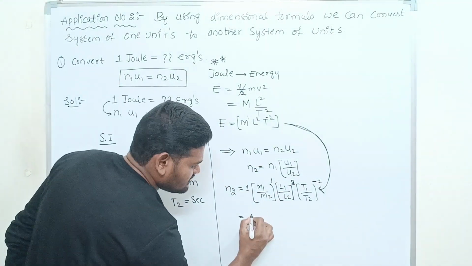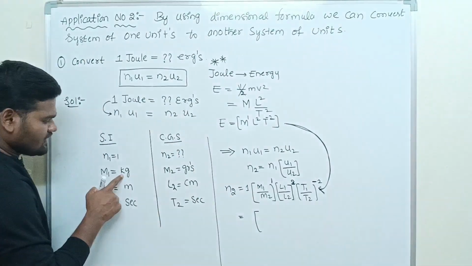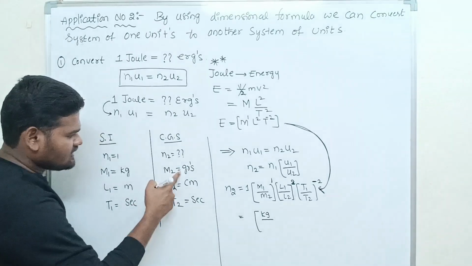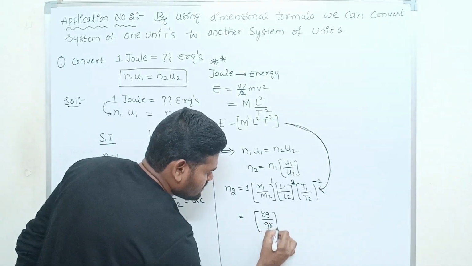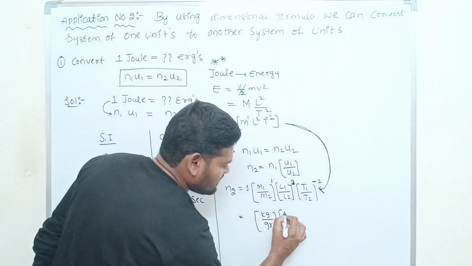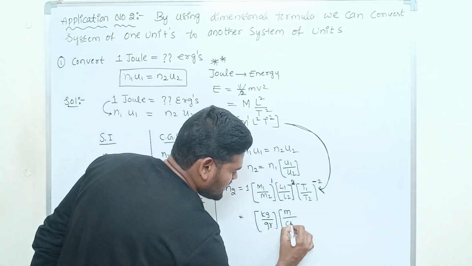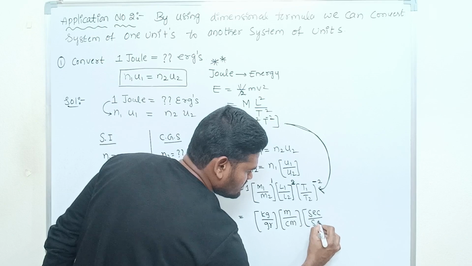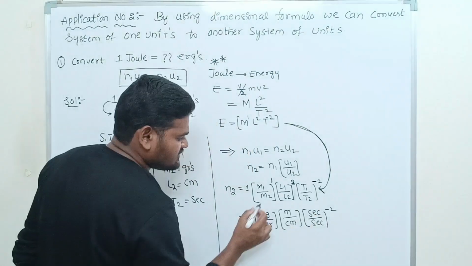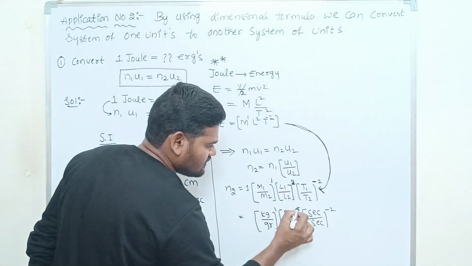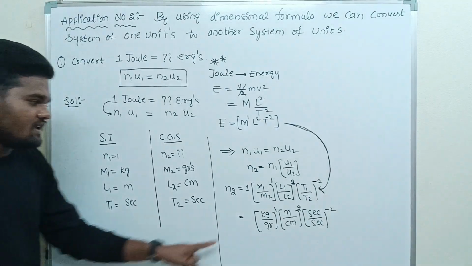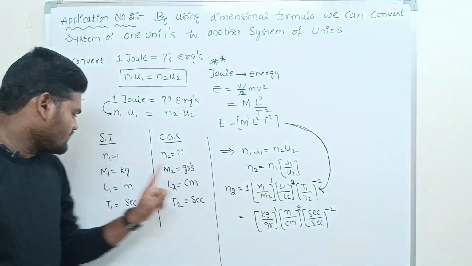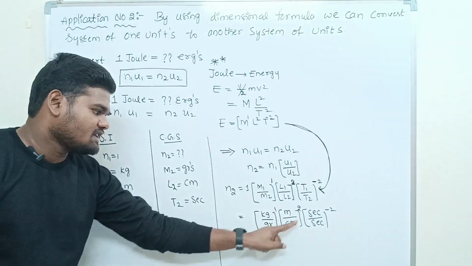What is M1? M1 is nothing but kg, divided by M2, which means grams, into L1. What is L1? Meter, divided by L2, centimeter. Time, second, T2 second, power minus 2, power 1, power 2. Are you getting it? M1 means kg, M2 means grams, L1 means meters, L2 means centimeter.